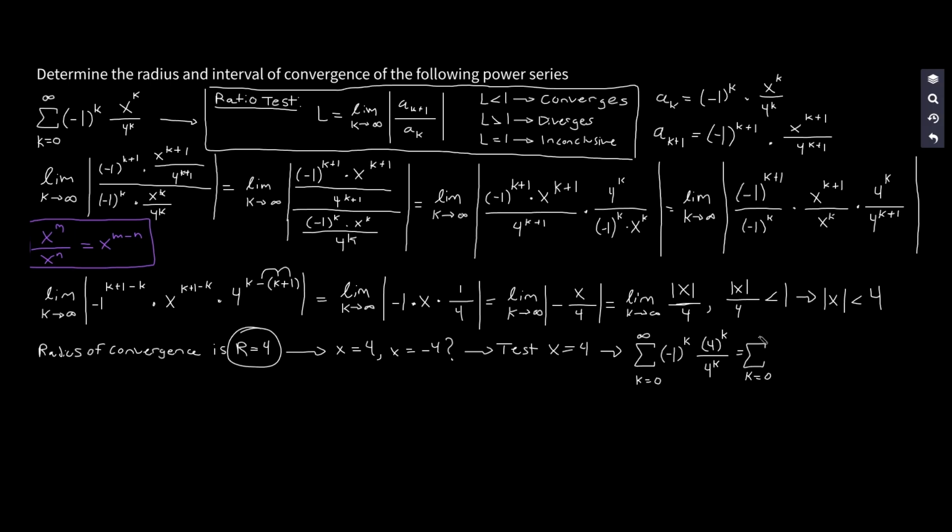the summation from k equals 0 to infinity of negative 1 raised to the power of k, because this is a form of 1.